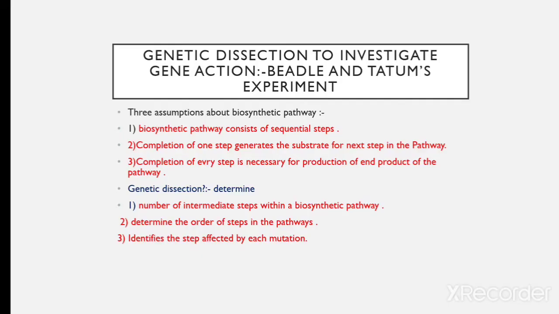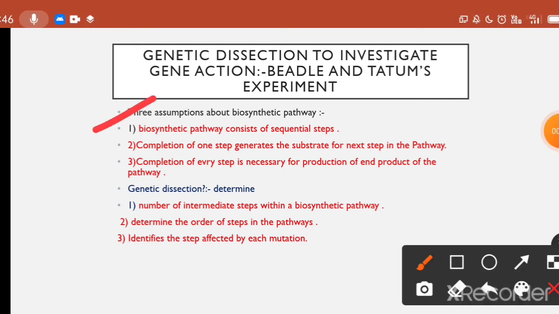This Beadle and Tatum experiment opened the way to investigate the roles of individual gene mutations in biosynthetic pathways. And these investigations begin with three assumptions about biosynthetic pathways. These assumptions were: the biosynthetic pathway consists of sequential steps, and completion of one step generates the substrate for the next step in the pathway.